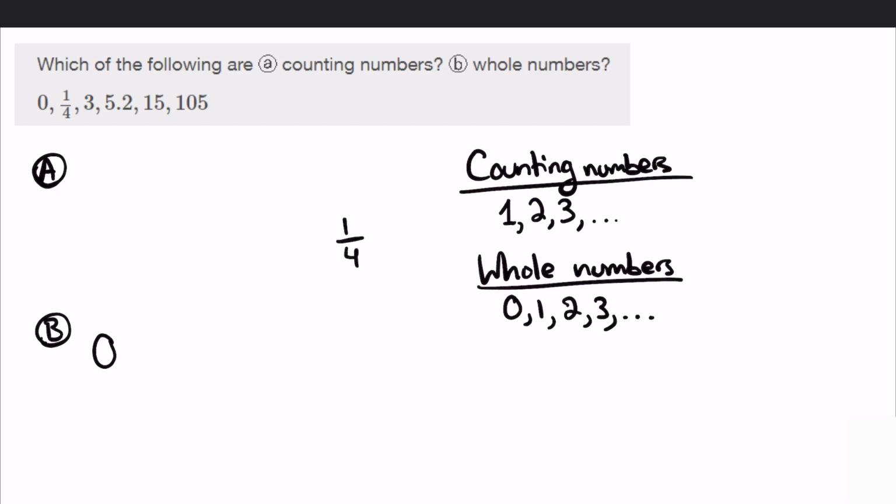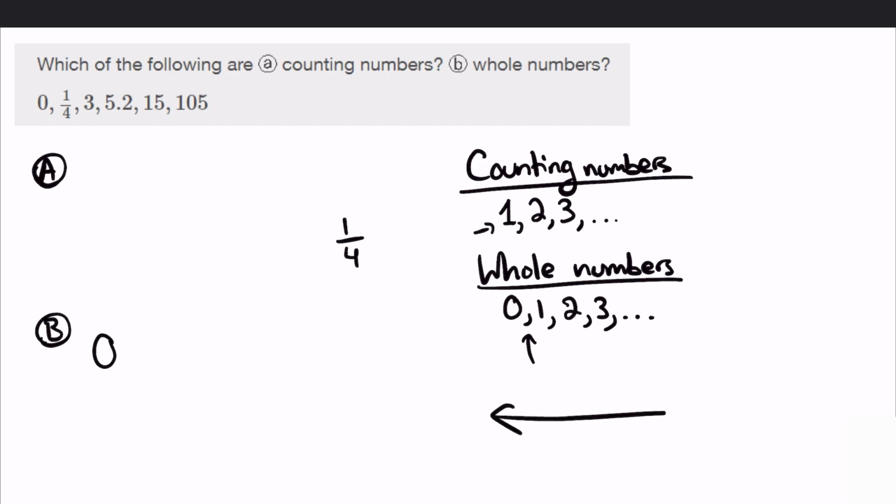Therefore, we can say that 0 is a whole number. Next, we have 1/4. This is a fraction, and our counting numbers and whole numbers do not include any fractions that are between positive integer values. What this means is 1/4 is a value between 0 and 1. There are no values between these positive integers 0 and 1 that are included in the whole numbers. Therefore, 1/4 cannot be a whole number.